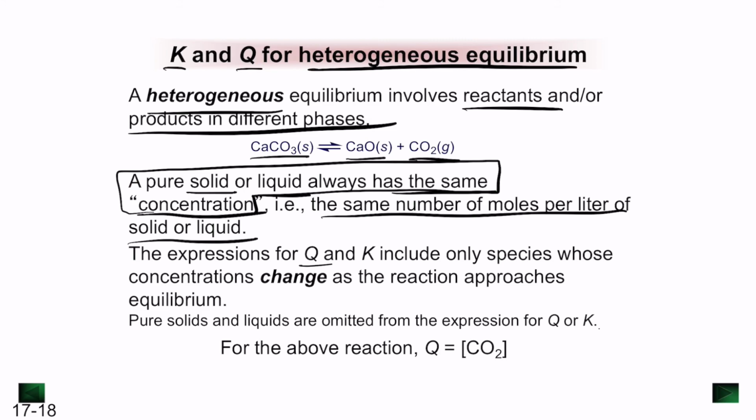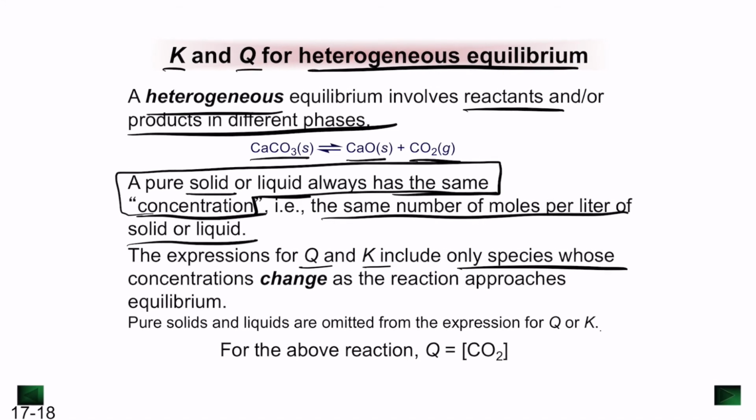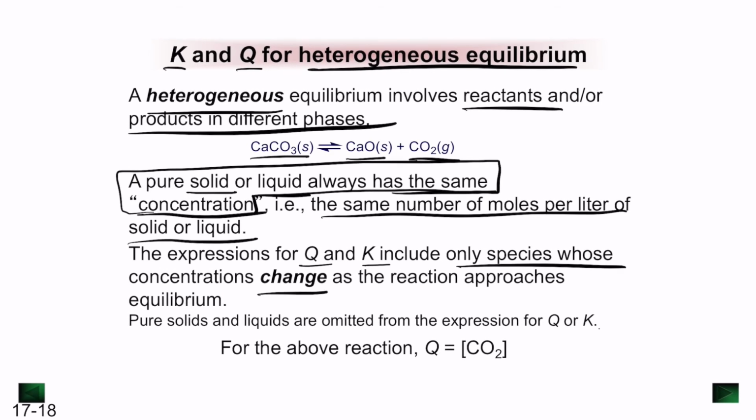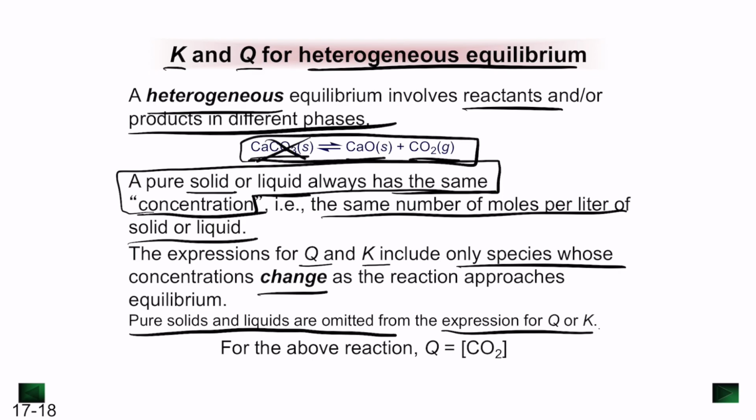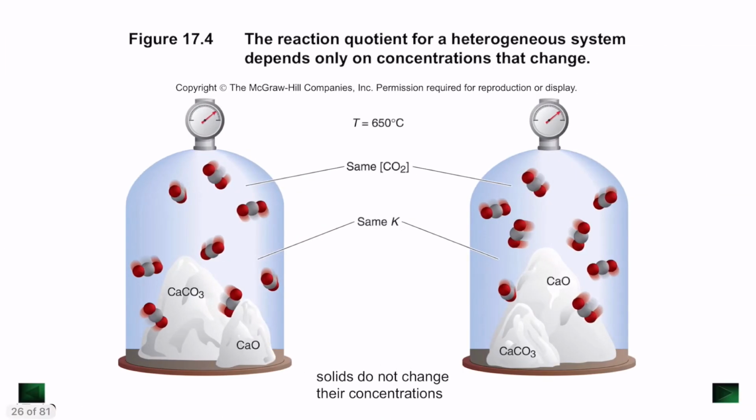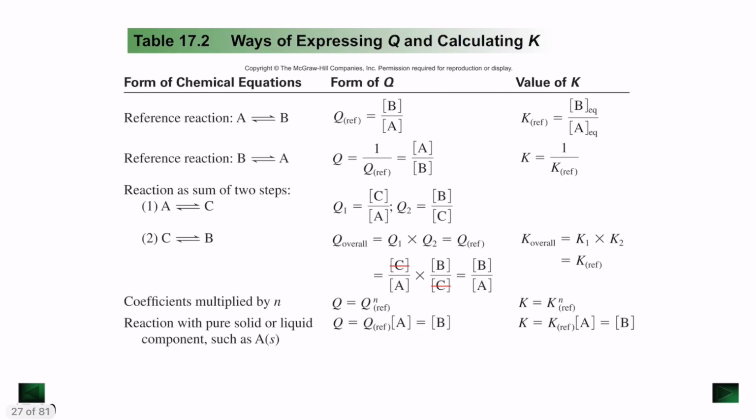Now the expressions for Q and K only include the species whose concentrations change, which means that we include both the aqueous solutions as well as gases. So we omit pure solids and pure liquids from the expression for Q and K. For this equation right here, we take out CaCO3 and CaO, only writing the Q value for CO2. The solid concentrations do not change, but the gas concentration does change. That's the idea behind writing the equation right here.